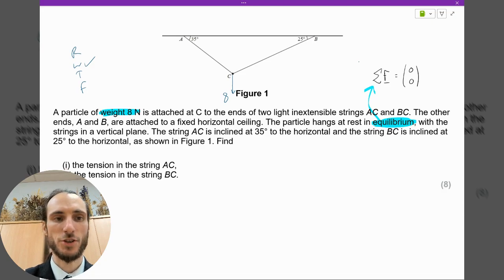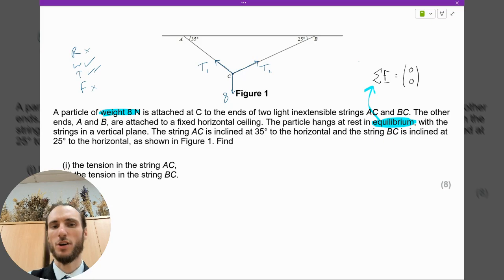Yeah, there are tensions because it's a string, so let's add those tensions in. So tension going this way and tension going this way. They are different sizes. There's no reason they should be the same. 2 different strings, so let's call them T1 and T2. We don't care about the forces at A or B because that's not the particle of interest. We care about the forces on C and the resultant force on C. There's no reaction or friction here because C isn't touching a surface. It's not rubbing against a surface. So it's going to have no reaction, no friction. So we've got the forces.